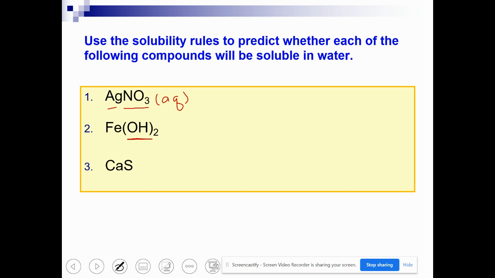So it goes by the regular rule that hydroxides are insoluble. And that means that we're going to mark it with an S to indicate that it would make a solid. If it was placed into water, it would not dissolve. It would be a solid and sink to the bottom of the beaker.